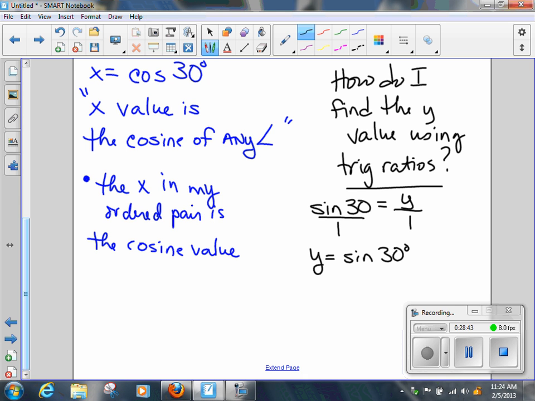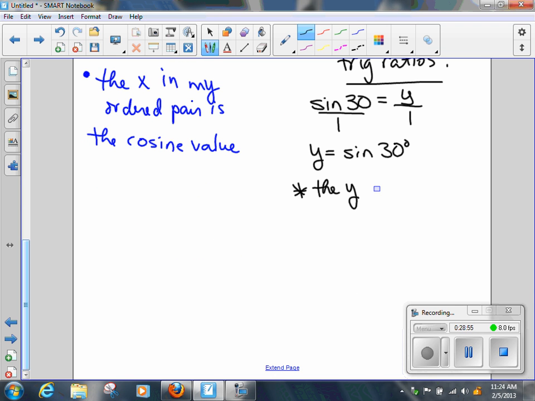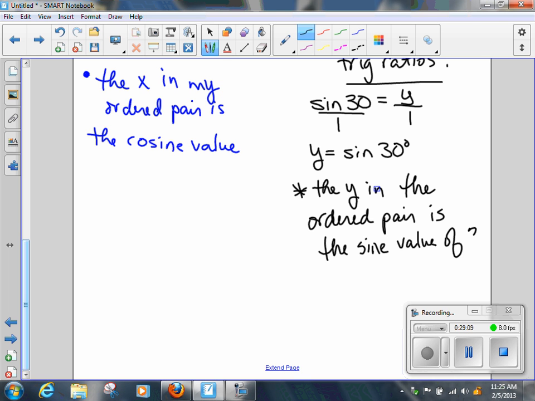All right, now let's do the same thing. What does it mean? That means that the y in the ordered pair is the sine value of 30 degrees. Okay?